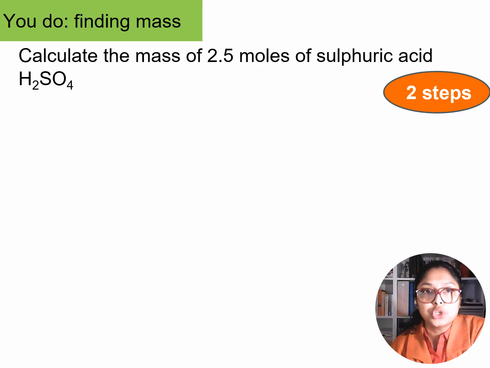Now this is your turn to find out mass. Calculate the mass of 2.5 moles of sulfuric acid. The chemical formula is H2SO4. Be confident and go ahead to do it yourself. Pause the video to take time to do it yourself. When you finish, we can go through the answers. If you need a hint, step 1, you are finding out Mr, and step 2, you are finding out the mass.